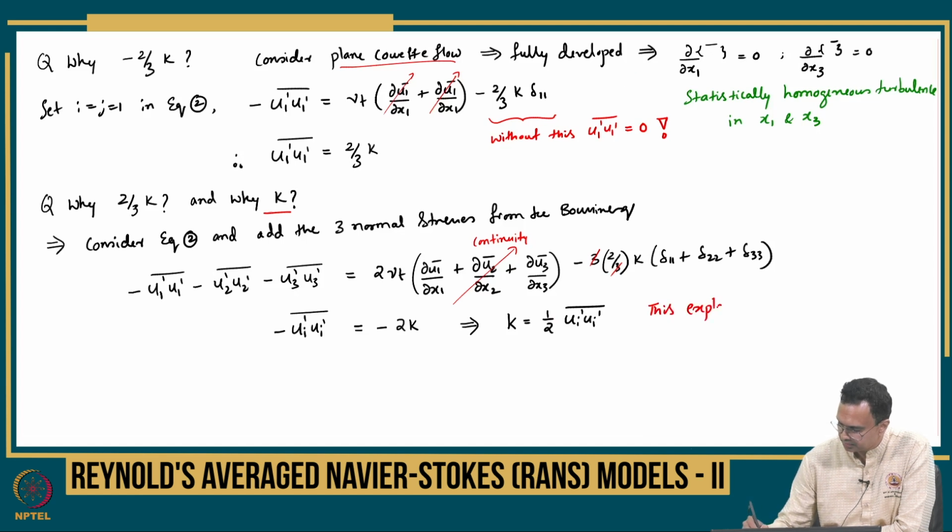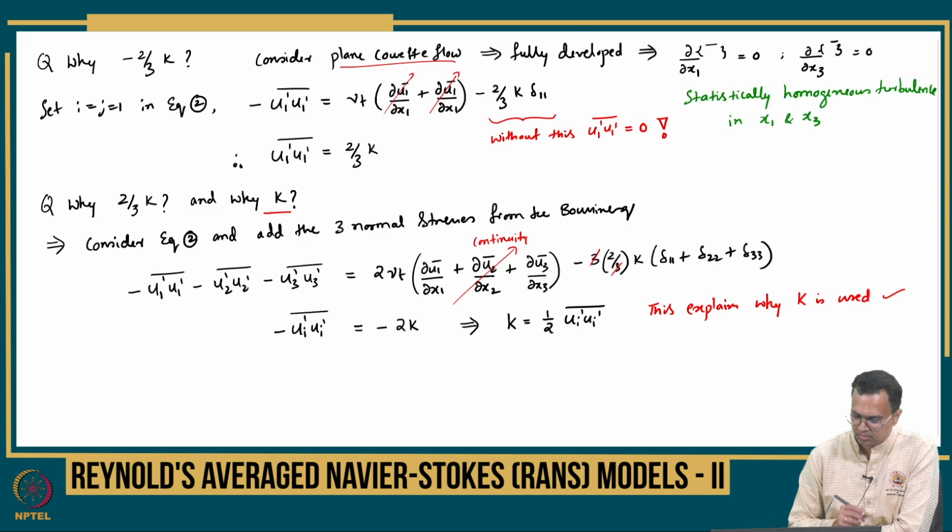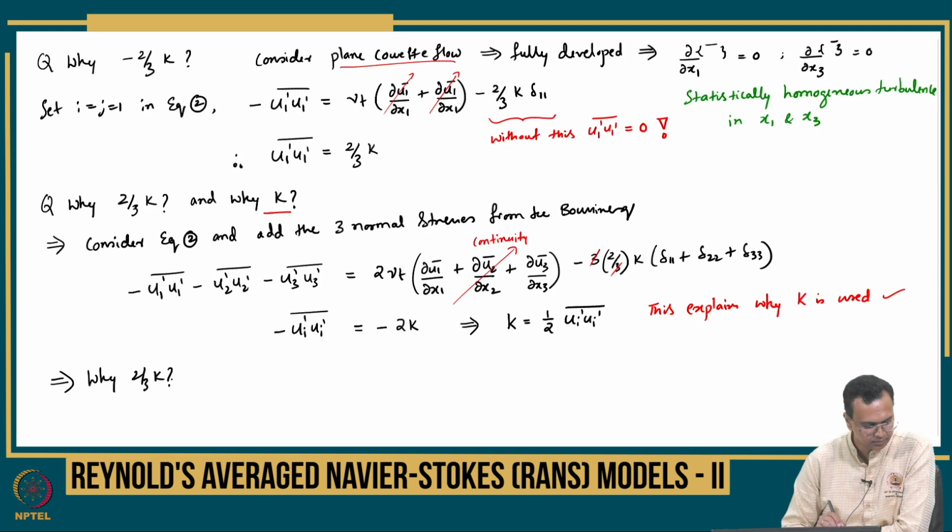This explains why k is used. Okay. So now 2/3 k. Now what we do is to get why 2/3 k. For that we simply look at this expression for turbulence kinetic energy, which is k is nothing but half of u1 prime average plus u2 prime average plus u3 prime average.